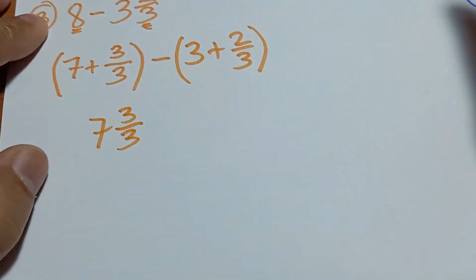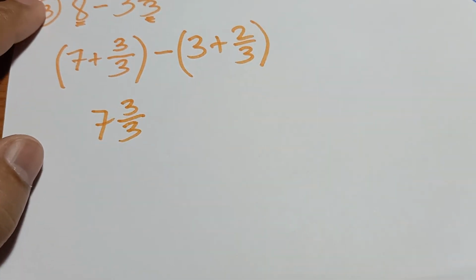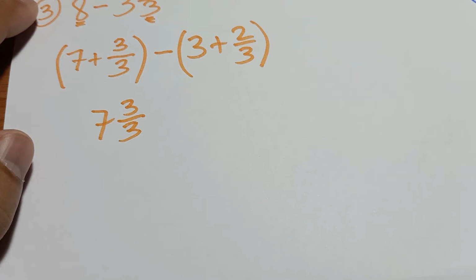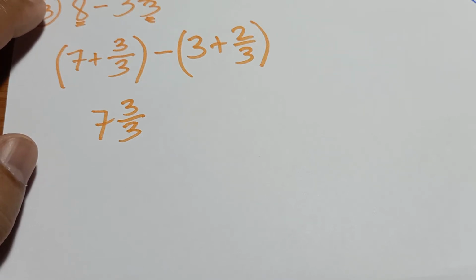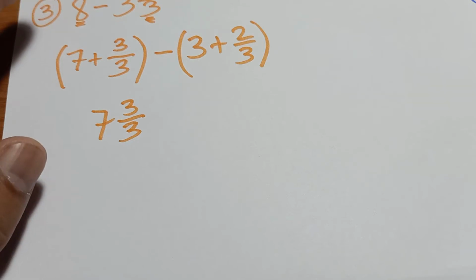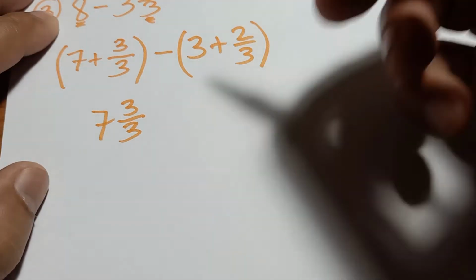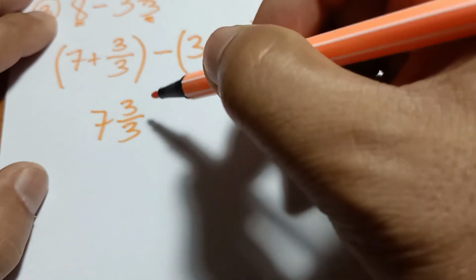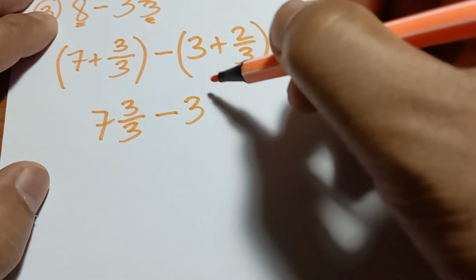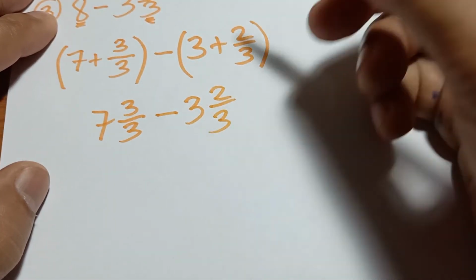I'm just showing it step by step, guys, so that you will not get confused. Because sometimes if I make a shortcut, you will not understand it. So for sure some of you are gonna ask, how did he make that one? So I'm showing it step by step. So 7 and 3 over 3 minus 3 and 2/3.